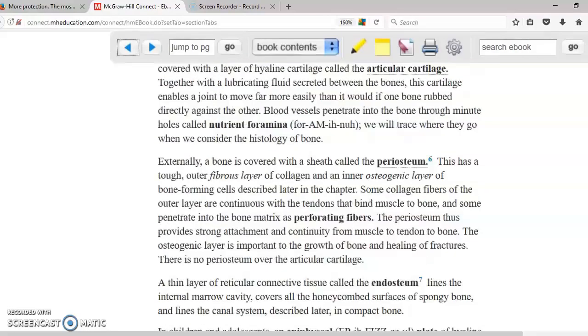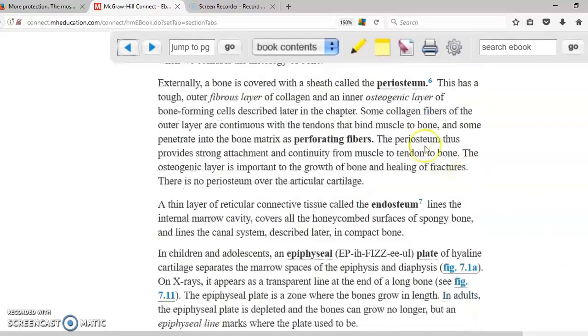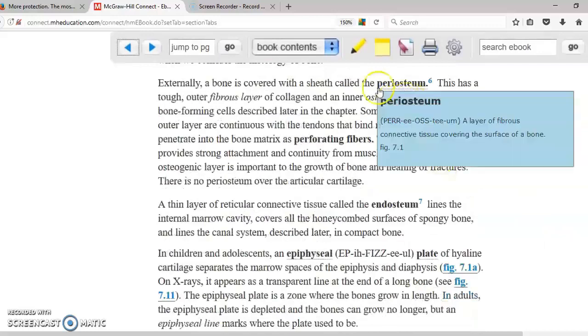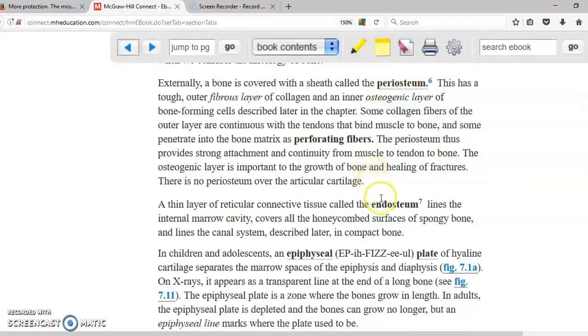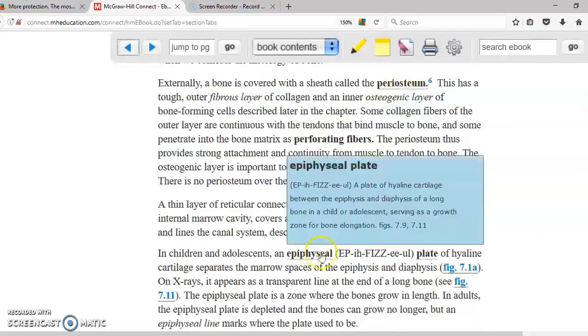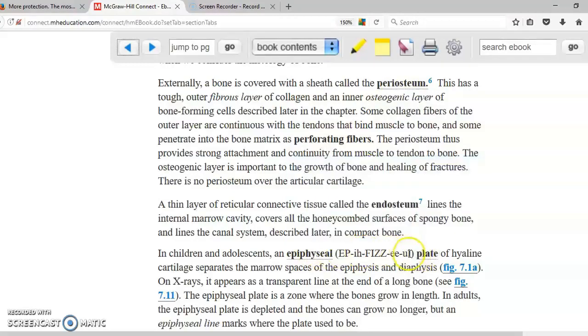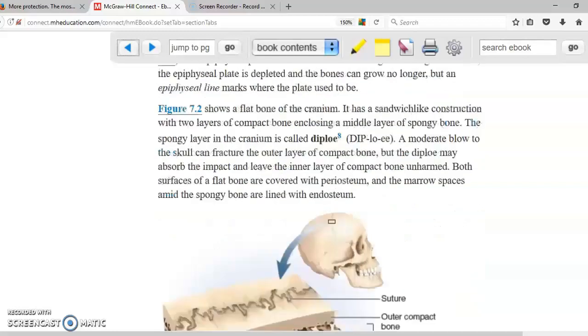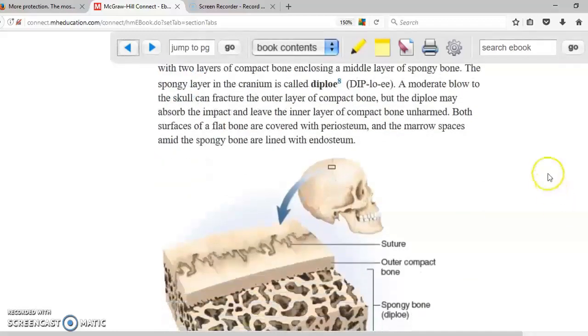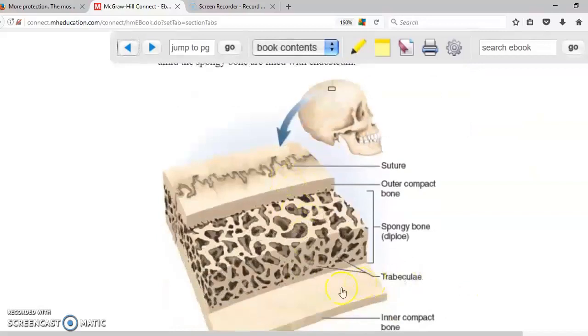And the bones also have different layers. The outside of the bone is called periosteum, right here, and the inside of the bone is called endosteum. At the top, you're going to have an epiphyseal plate, which is the area where we are going to grow the bone in length. Same way that we have the long bones, we can have flat bones. You can see here, compact, spongy, at the bottom again, compact. Another name for that is diploe, as you can see here.